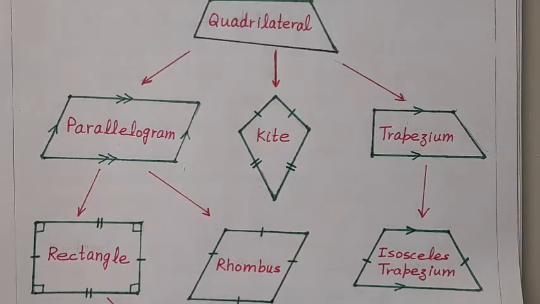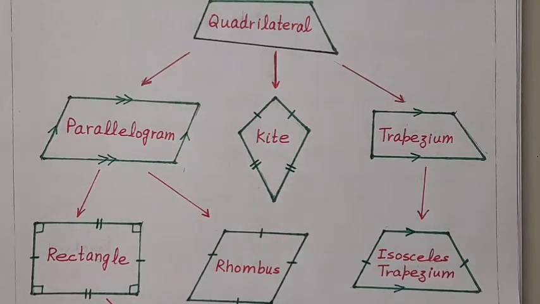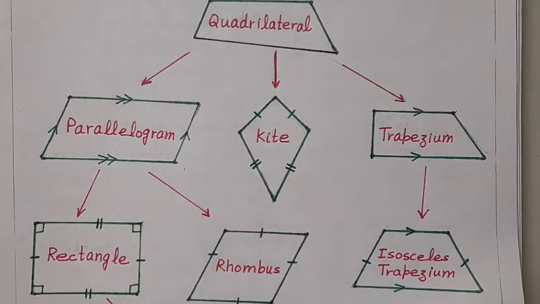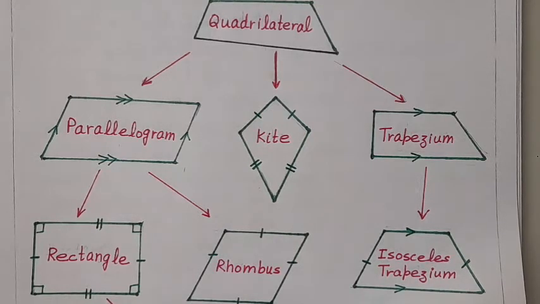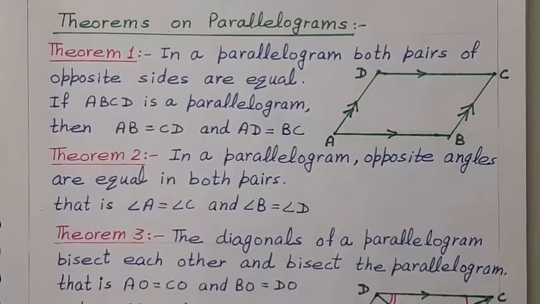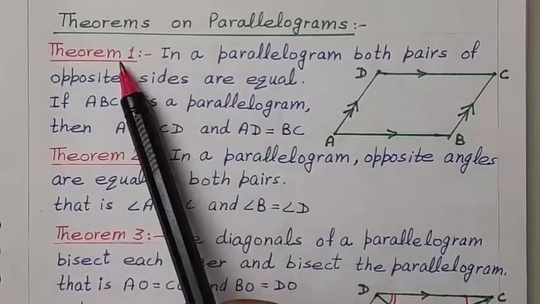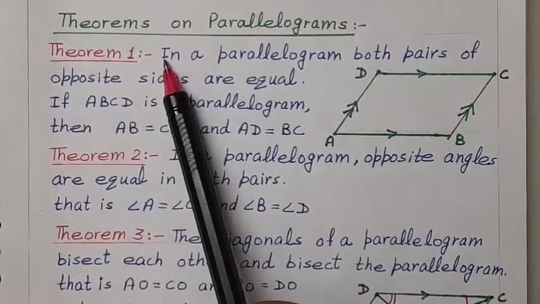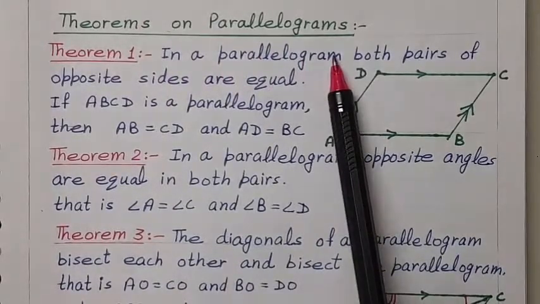As you all know, parallelogram includes rectangle, rhombus and square. Therefore, any result which is true for a parallelogram is also true for others. Now students, we will discuss theorems on parallelograms.